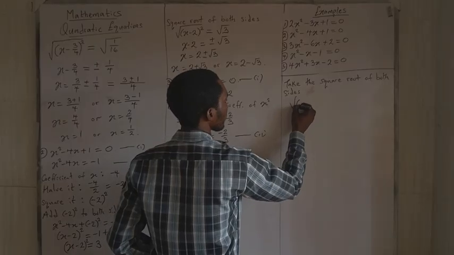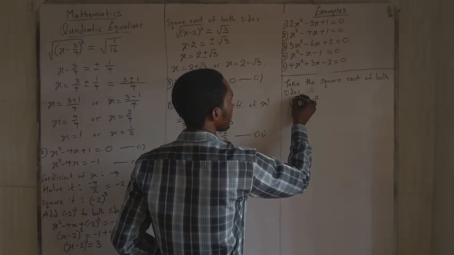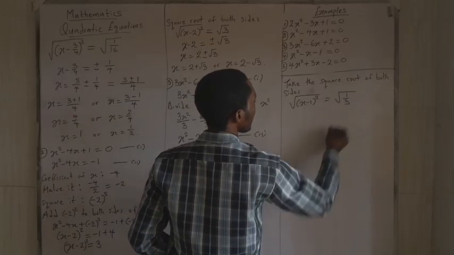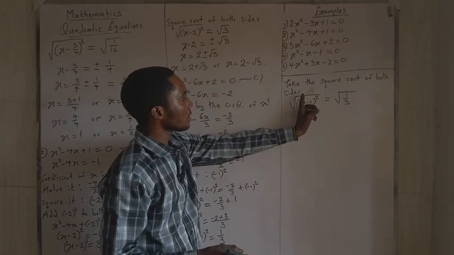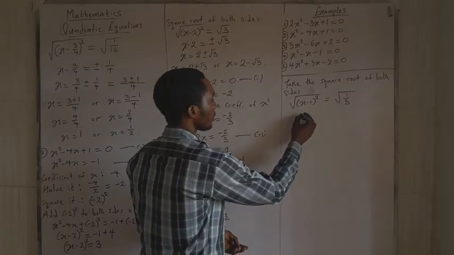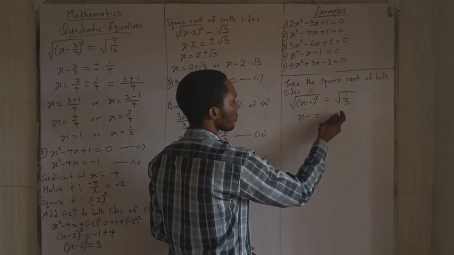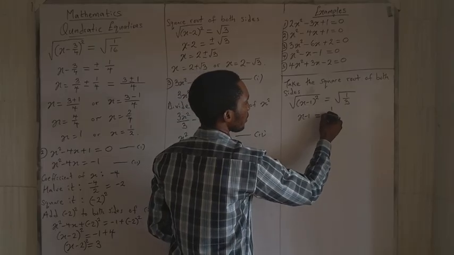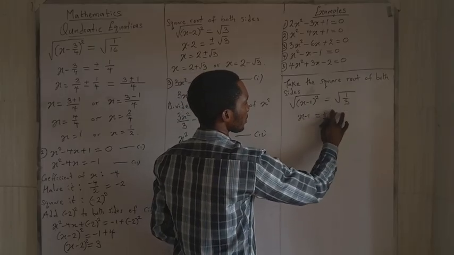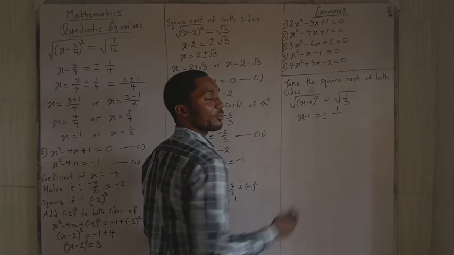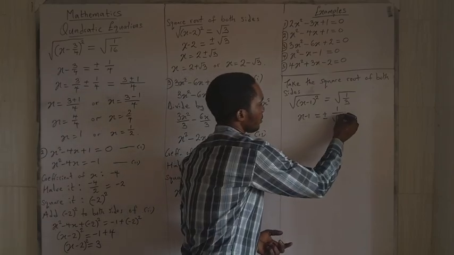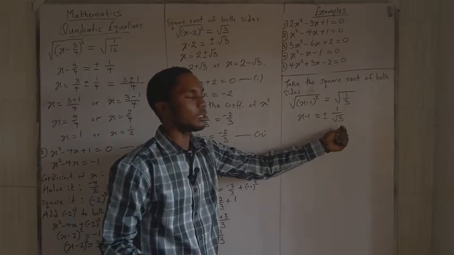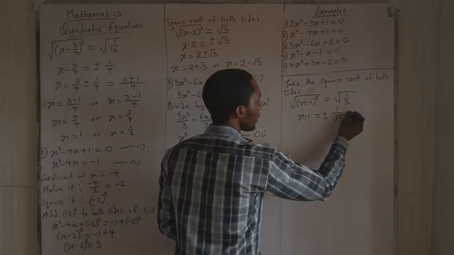We have (x − 1)² equals the square root of 1 over 3. The square and the square root will cancel out each other. We have x − 1 equals the square root of 1, that is 1, plus or minus the square root of 3. But this square root is at the denominator, so we can rationalize.